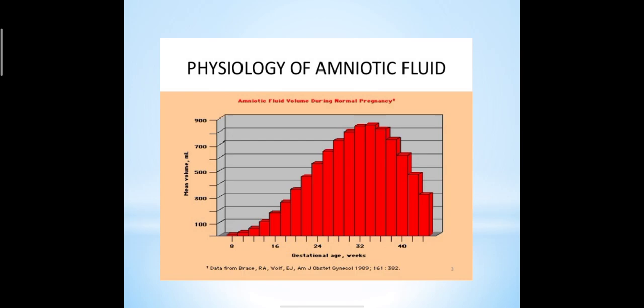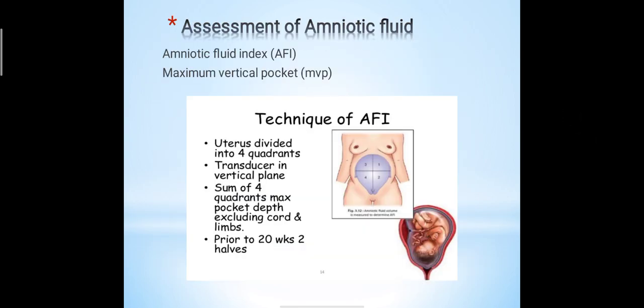Assessment of the amniotic fluid. USG is the best method to assess the amount of fluid. There are two methods to assess. First one is amniotic fluid index and second one is maximum vertical pocket. Amniotic fluid index is calculated as follows: the maternal abdomen is divided into 4 quadrants. The largest vertical pocket in each quadrant is measured with USG and the sum of the 4 measurements in centimeters is called amniotic fluid index.